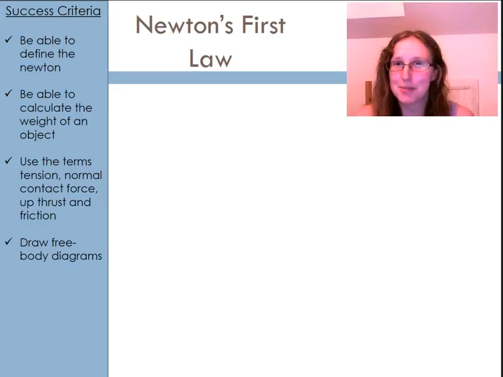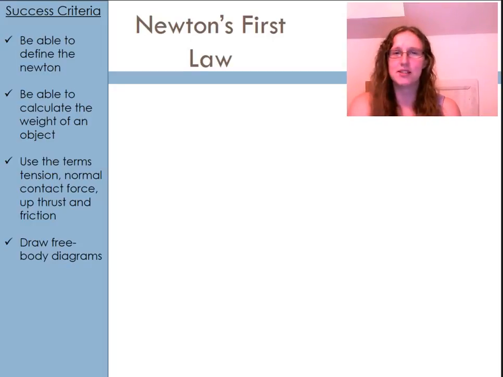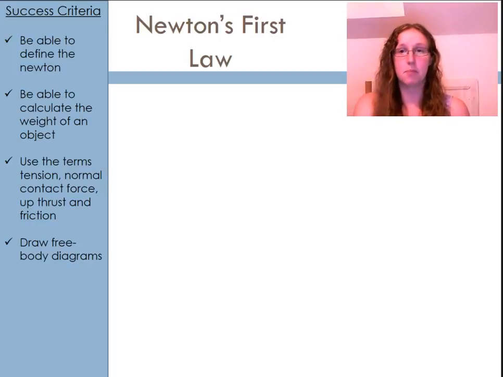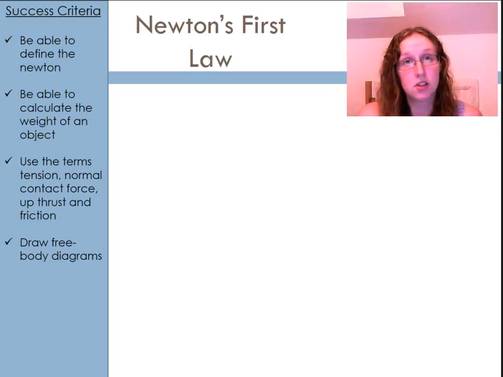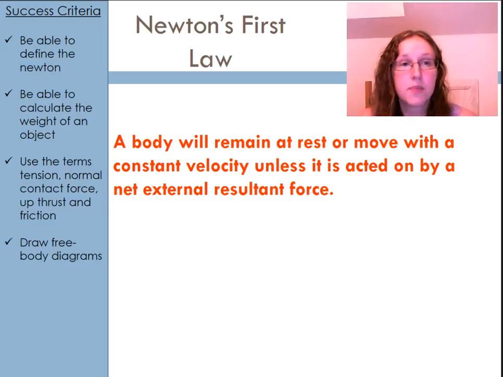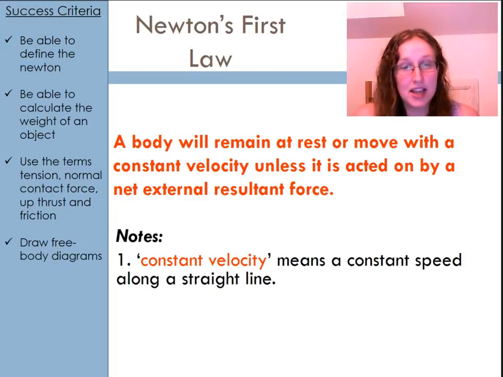And the next thing we need to be able to define or state, this would often be a state, but still same thing, but could be worth up to 2 marks, is Newton's first law. So Newton's first law is as follows. A body will remain at rest or move with a constant velocity unless it is acted on by a net external resultant force. Okay, so basically nothing changes unless there's a resultant force. So just to be clear, constant velocity means constant speed going in a straight line. So that should be pretty straightforward, hopefully.